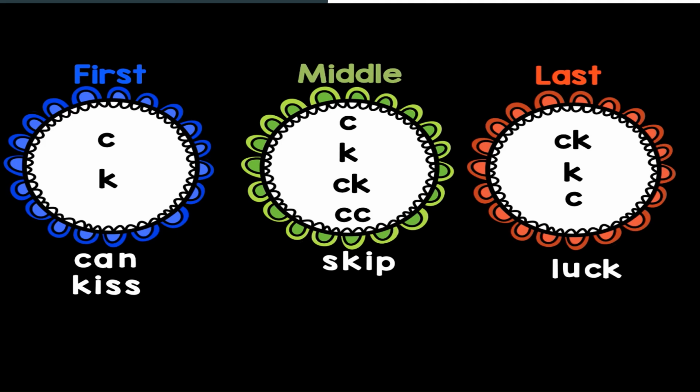My turn. First sound in milk, M. Next sound in milk, I. Next sound in milk, L. Last sound in milk, that's a hard one. It is spelled with a K. So milk is spelled M-I-L-K. Here's your next word, crash.